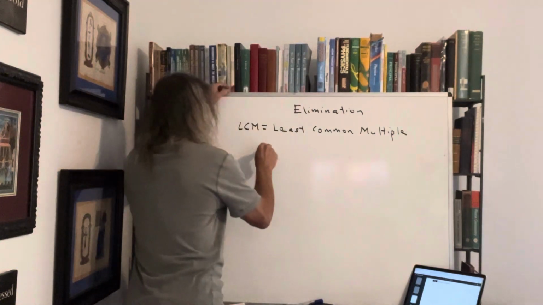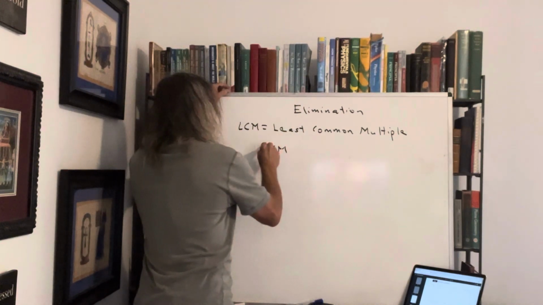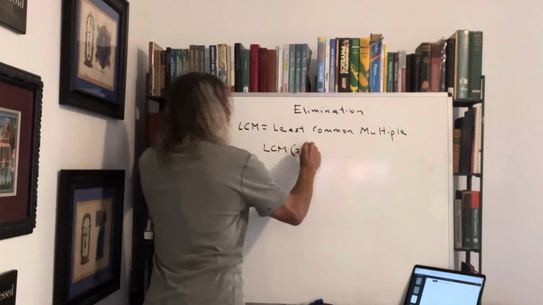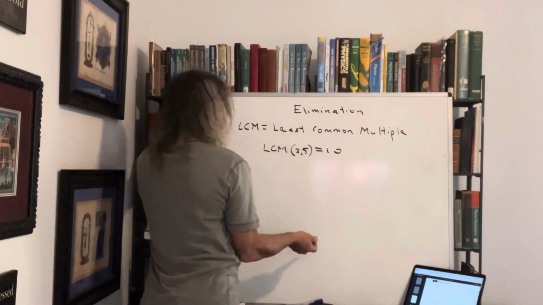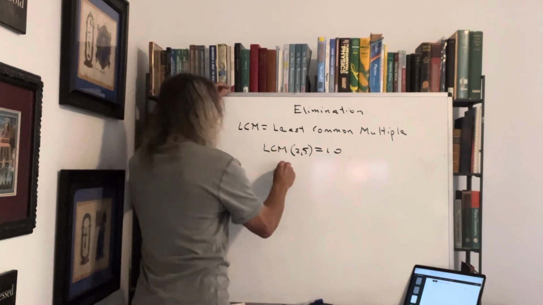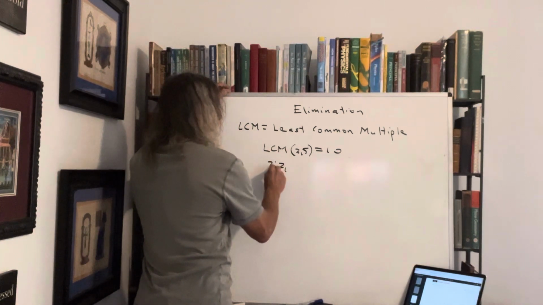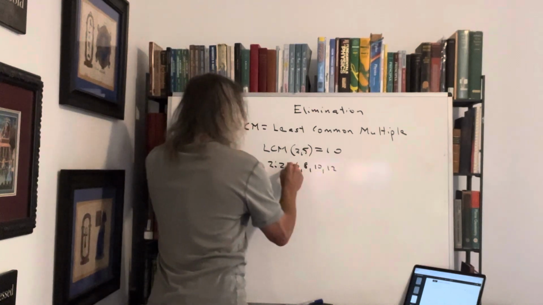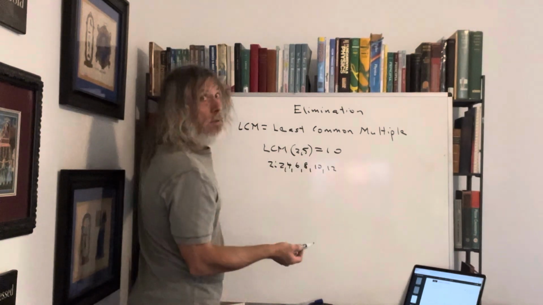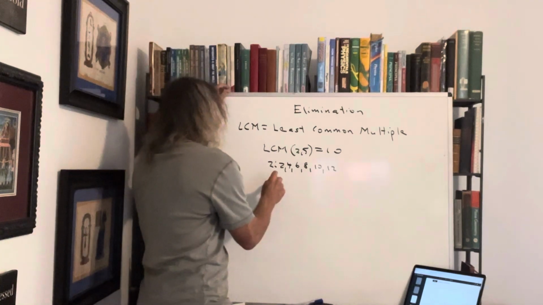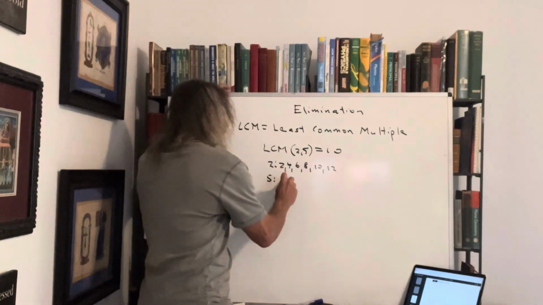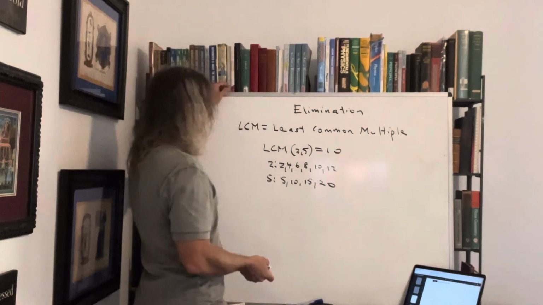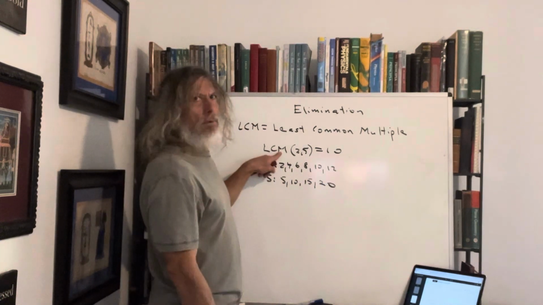So for example, the LCM of 2 and 5 is going to be 10, because the multiples of 2 are 2, 4, 6, 8, 10, 12. Counting by 2s. Multiples of 5 is like counting by 5s. 5, 10, 15, 20, and so on. So those are the multiples.